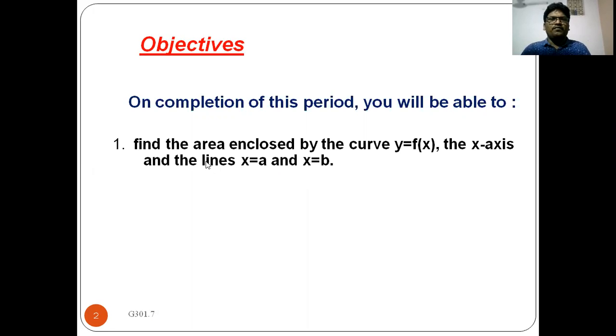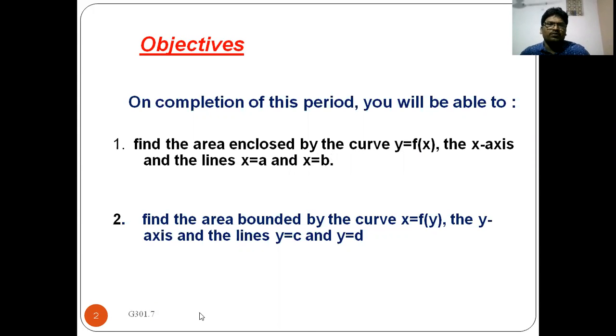See here, find the area included by the curve y is equal to f of x about the x-axis within the limits x equal to a and x equal to b. The limits x equal to a, x equal to b are given. Using this curve equation, we want to find the region of this curve.